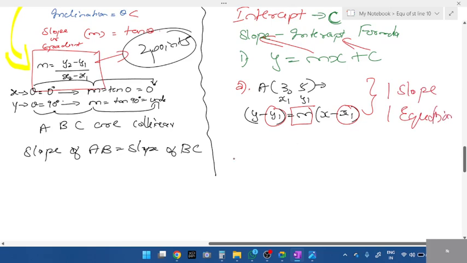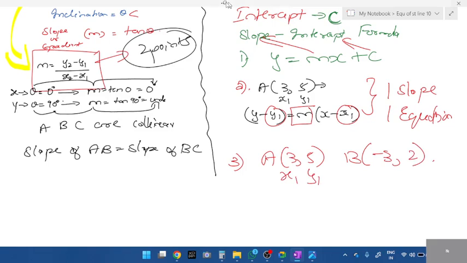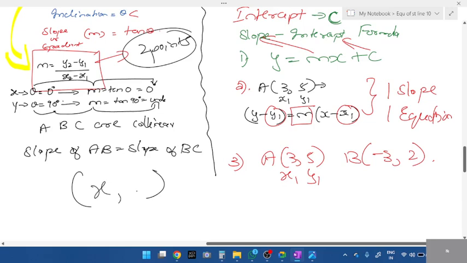Next, in order to find the equation of a straight line using two values: slope will not be given, just two values will be given. 3, 5 and B is equal to minus 3, 2. We'll take this as x1, y1. Any coordinate given, we give the first value for x, the second value for y. So don't write it as x1, x2. Shouldn't take x1, x2, y1, y2. All this is wrong.